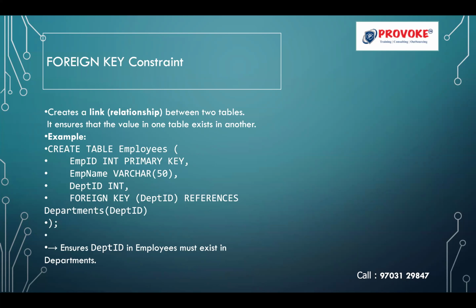Department ID, again integer. So this is the foreign key, with the department ID referencing the department table. So for this employee table, I should have the department table also with me, so that the primary key of the department ID will be acting as a foreign key in this employee table. It makes sure the department ID in employees must exist in the department table. If you are going to create a foreign key, definitely you should have 2 tables, the source table for the foreign key and the current table. These are the requirements for the foreign key constraint.